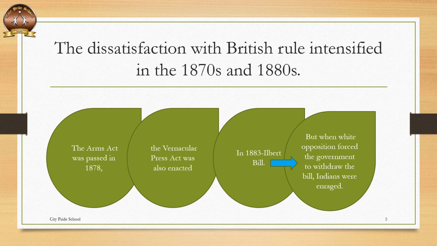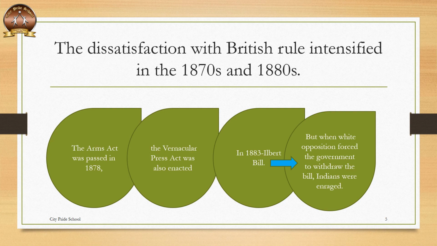Children, now this dissatisfaction with the British rule intensified. It increased in the 1870s and 1880s. Now in the year 1878, Arms Act was passed. Now this Arms Act disallowed Indians from possessing arms. In the same year, Vernacular Press Act was passed.